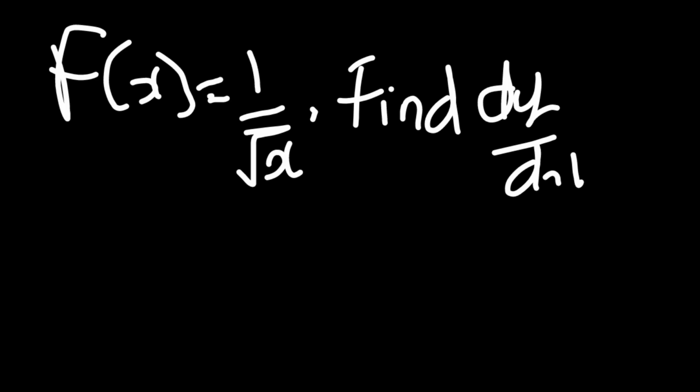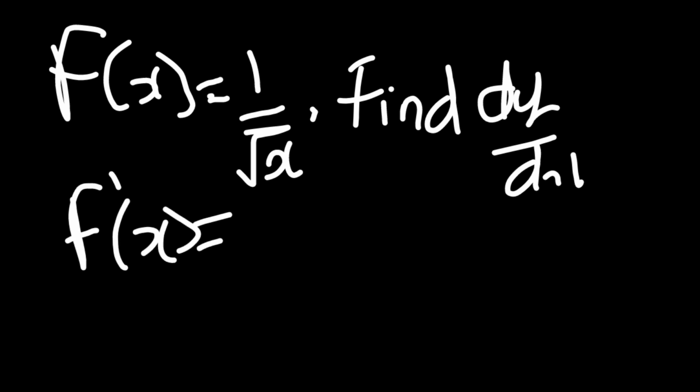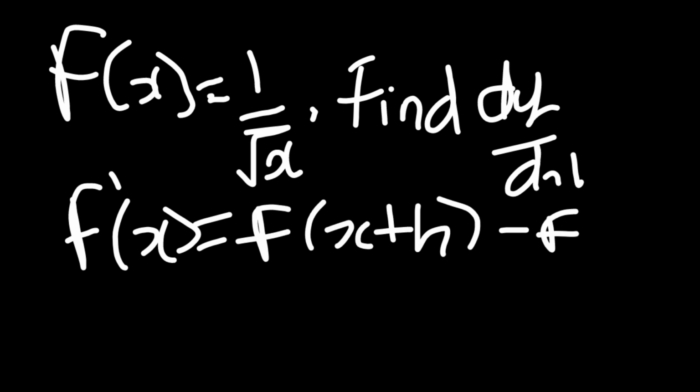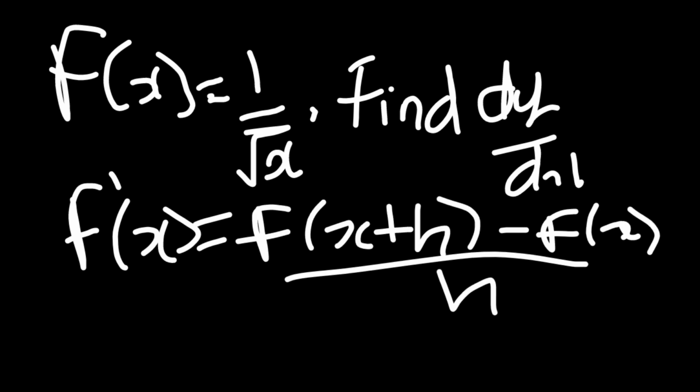Now you're given a function like f of x is equal to 1 over the square root of x. You're told to find dy over dx using the first principle method. Now, what is the formula of the first principle? The first principle formula is: the derivative of f of x is equal to f of x plus h minus f of x, all over h, as the limit as h approaches 0.